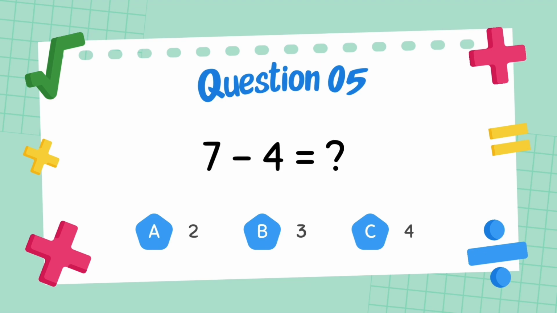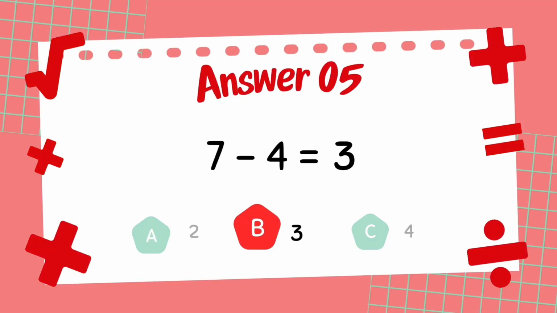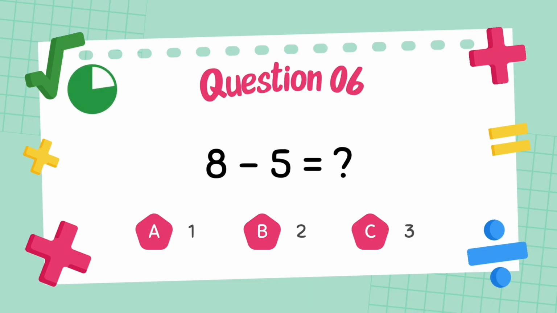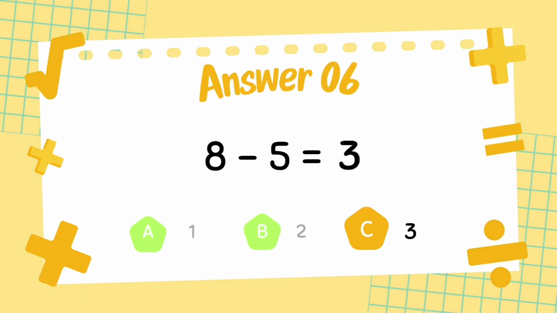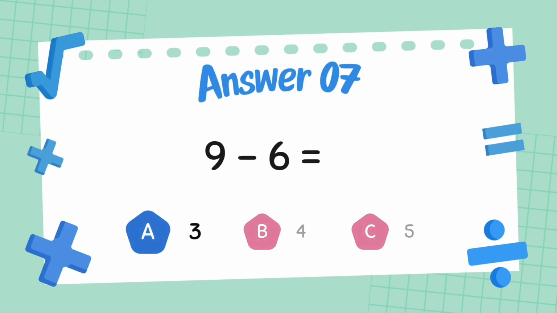What is 7 minus 4? The answer is 3. What is 8 minus 5? The answer is 3. What is 9 minus 6? The answer is 3.